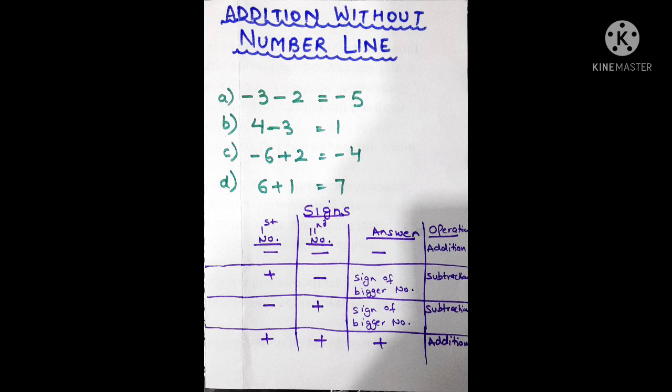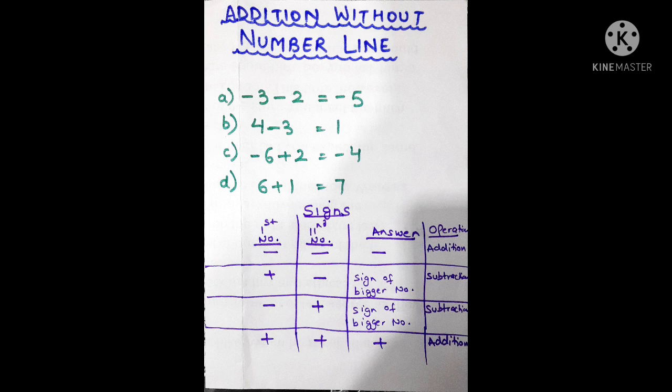Now in the second example, we have taken 4 minus 3. Here one number is positive and one number is negative. So 4 minus 3 equals 1, and the sign of the answer is the sign of the bigger number. Here the bigger number is 4, and the sign of 4 is plus. So we put a plus sign in front of 1.